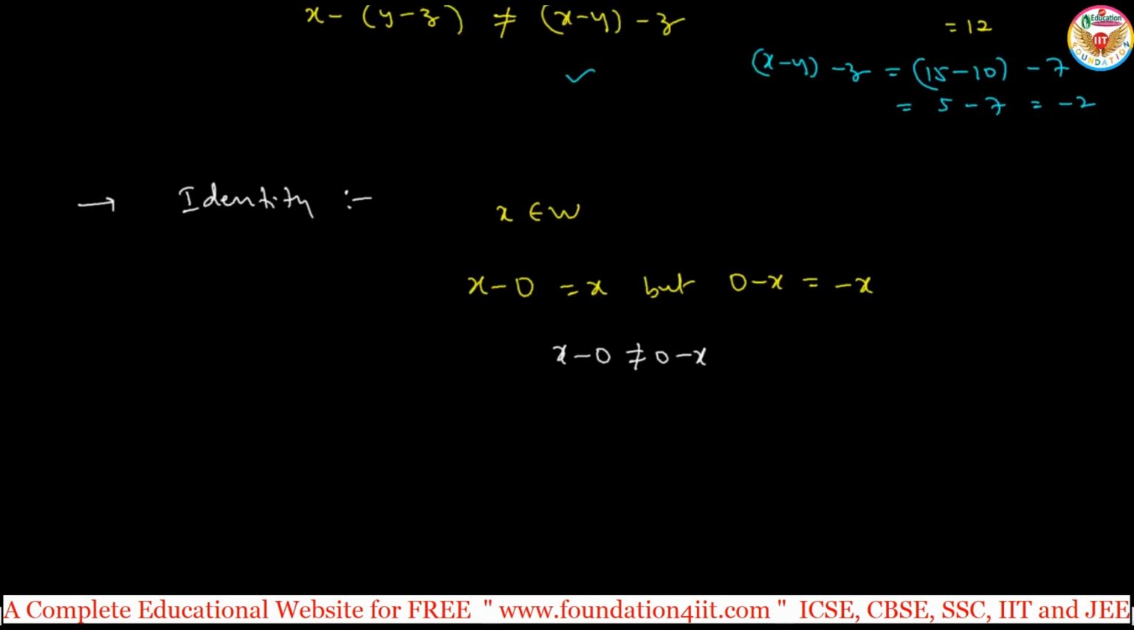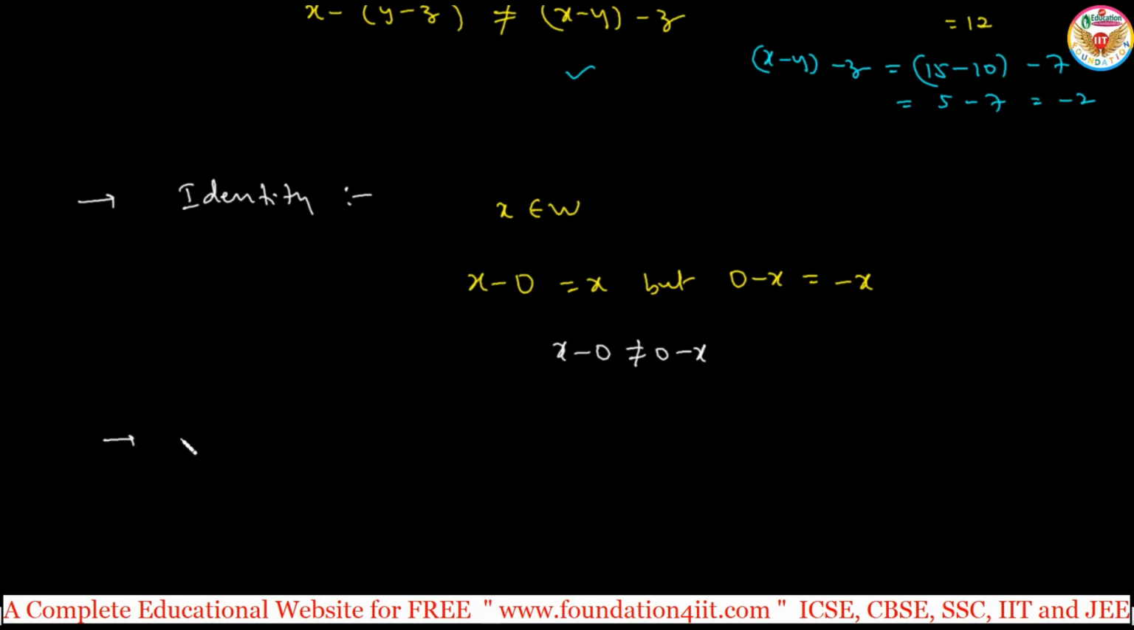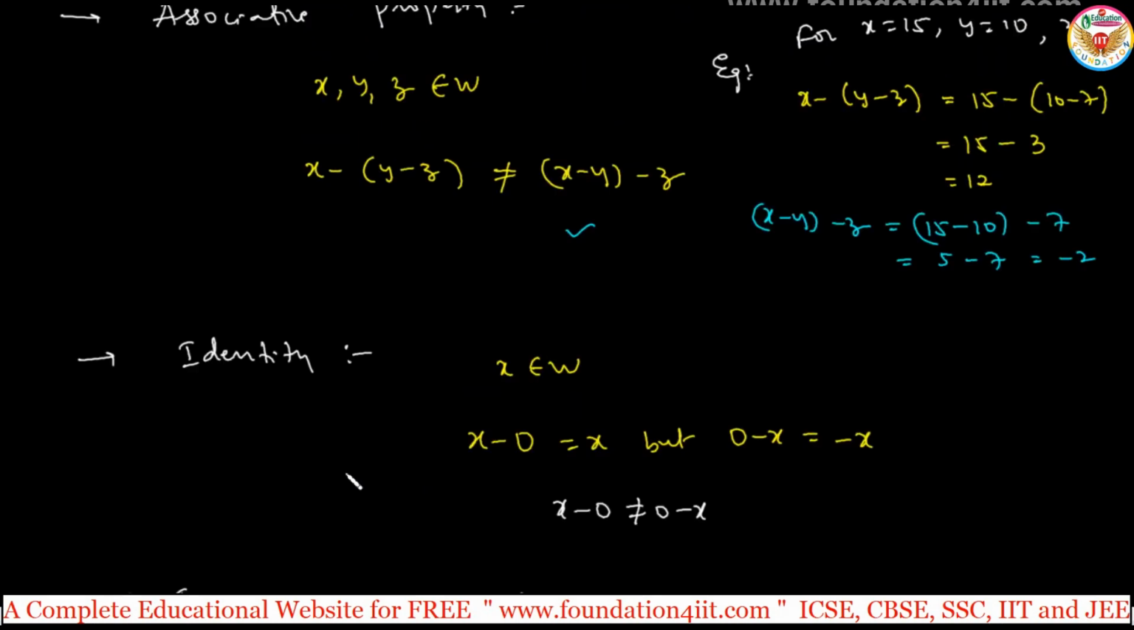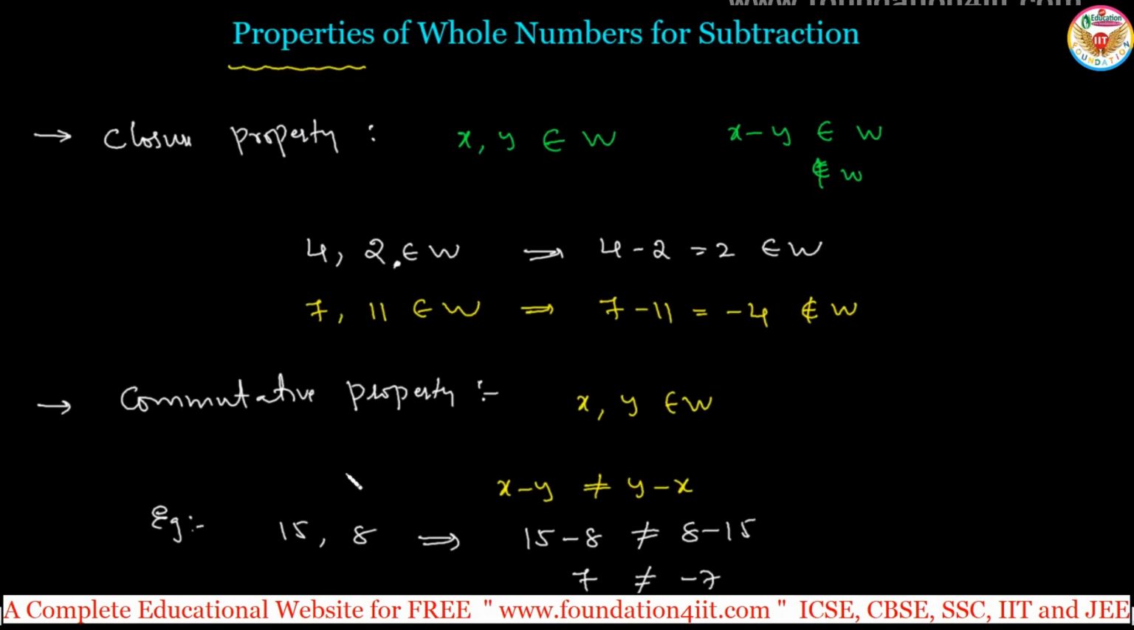And existence of inverse. We come to this inverse. Since subtraction does not have an identity number, its inverse also does not exist. If there is no identity, then inverse also does not exist. So there is no inverse for this, right? So overall for subtraction, when you observe, closure property, commutative, associative, identity and inverse do not exist. These are the properties of the whole numbers for subtraction.